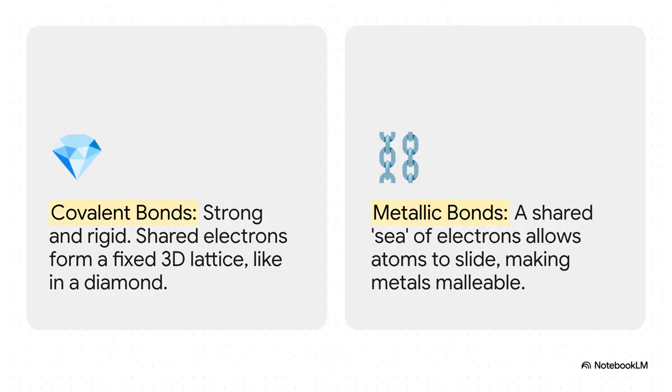Let's look at two totally different kinds of bonds. You've got covalent bonds and metallic bonds. In a diamond, the atoms are basically locked arm in arm, sharing electrons in these super rigid covalent bonds. That's what makes it so incredibly strong. But in a metal, it's a whole different ballgame. The outer electrons just kind of detach and form this shared sea that flows around the atoms. And that lets the atoms slide past each other. It's why you can bend a piece of metal.